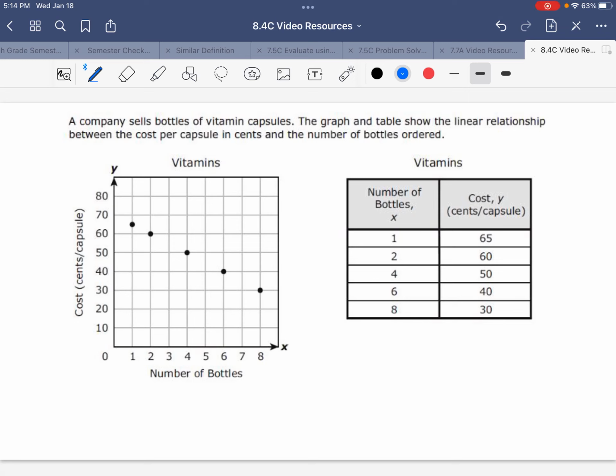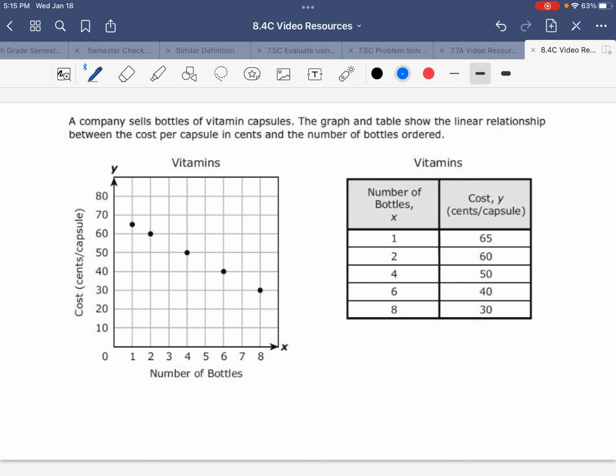Hey guys, today we're going to be finding slope and y-intercept from graphs, but we're also going to be interpreting it. So remember back when we looked at tables, we talked about how the numbers had meaning when we look at real-world context. It's the same as with graphs.